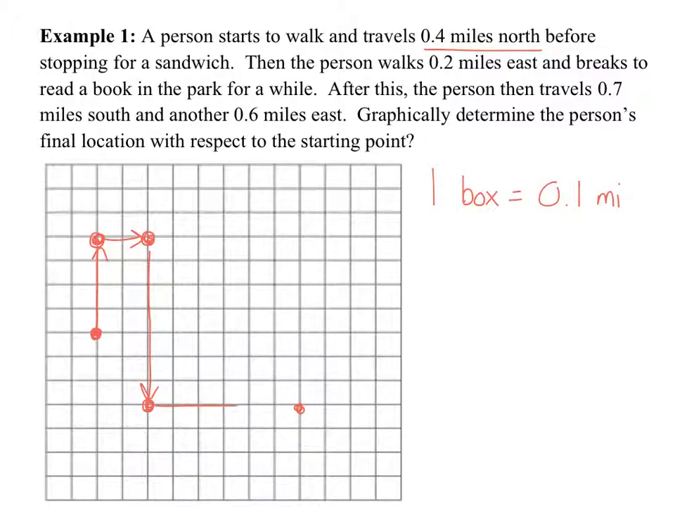Ending here. Now, the question again says, graphically determine the person's final location with respect to the starting point. So from starting point to final location, well, there's our resultant vector. Now to find the length of that vector, all we have to do is think about the fact that we have an overall triangle that could be a result of that. So the overall triangle, here's the height of the triangle, and here is the base length of the triangle.